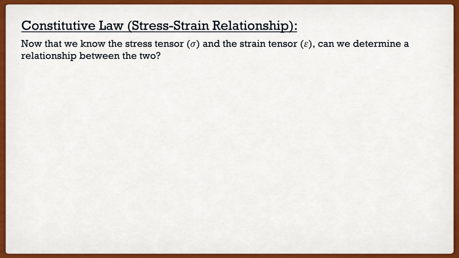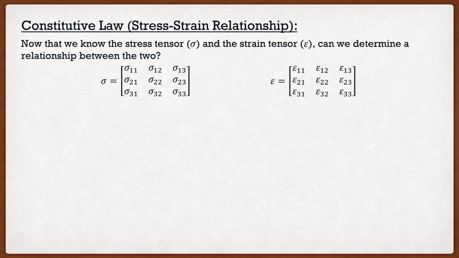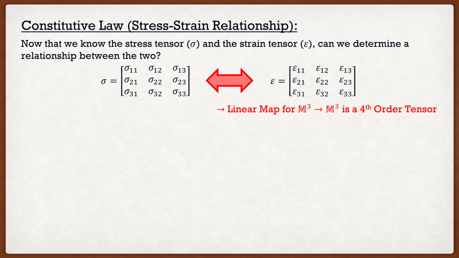So now the question becomes, can we figure out a nice relationship for the two? Again, we have our stress tensor, we have our strain tensor, and the question really becomes, if I know the stress tensor, can I find my strain tensor, or vice versa? If I know my strain tensor, can I find my stress tensor? So what exactly are we going to have to do to convert from stress to strain, or vice versa, strain to stress? The problem is if we look at these, the strain tensor and the stress tensor are both matrices of M3, or second order tensors. Therefore, a relationship between the two, or a linear map from M3 to M3, that's going to be a fourth order tensor, which is going to be quite complex, as we're going to see.